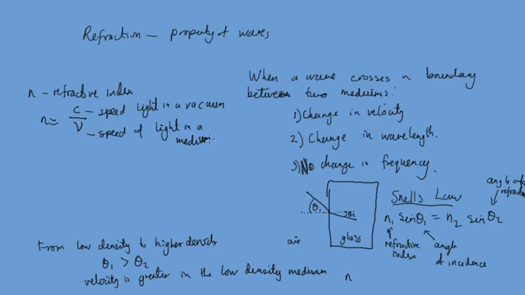Now, for our purposes, we're going to consider the refractive index of air to be 1. It's a wee bit higher than 1 because air is obviously more dense than a vacuum. But for the purposes that we're going to be doing, the calculations will be accurate enough to consider the refractive index in air to be equal to 1.